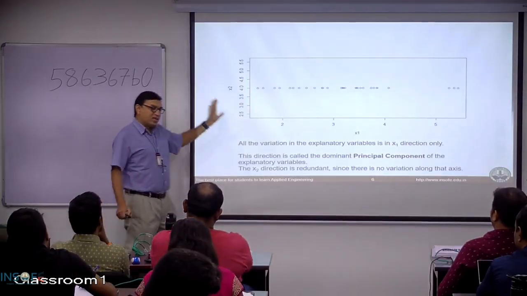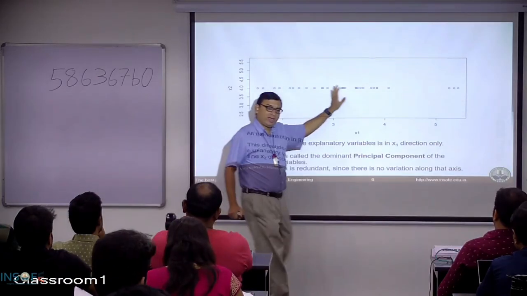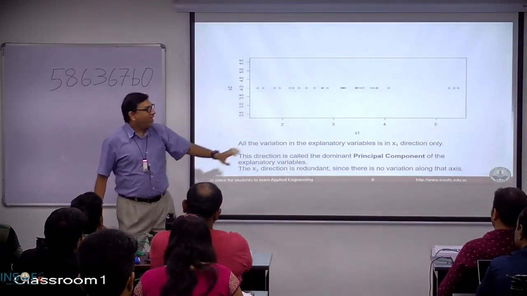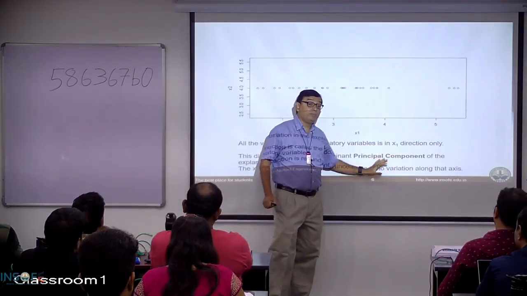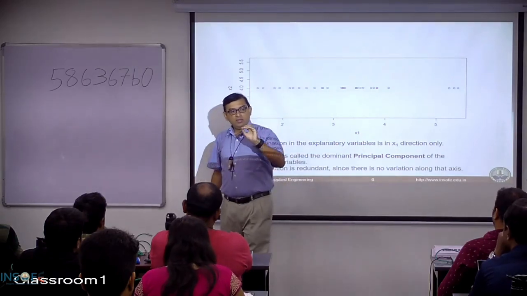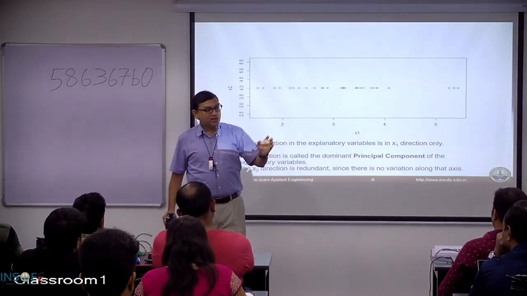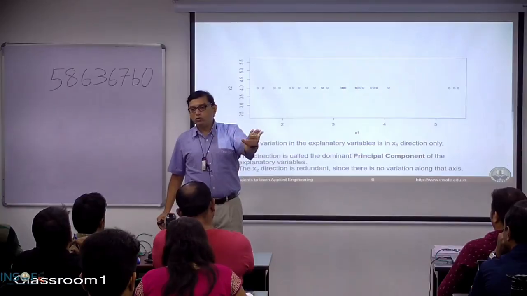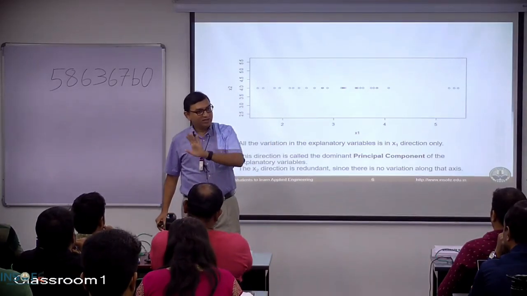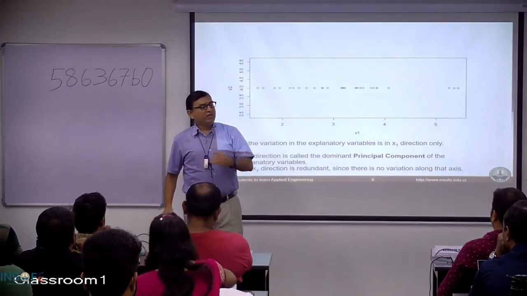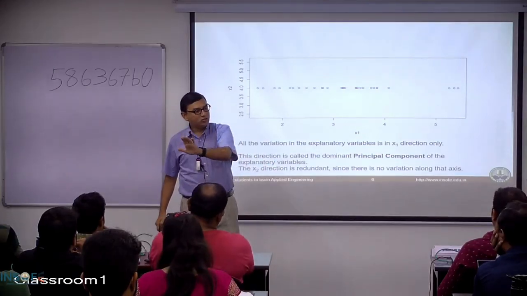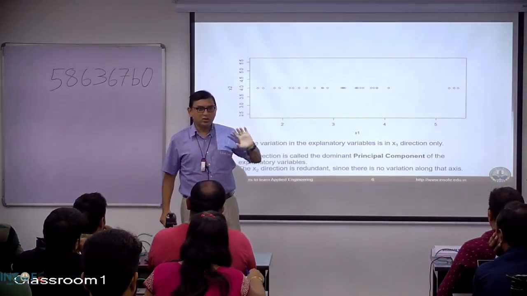So in this case, all the variation was in x1, no variation was in x2. So we are going to say x1 is the dominant principal component of this feature set. In this feature set, what that means is that x1 is the component along which there is large variance. x2 did not have any variance at all. But even if x2 had some variance, you would have said that x1 is the dominant principal component, x2 is the minor principal component. That's the term that you would have used.